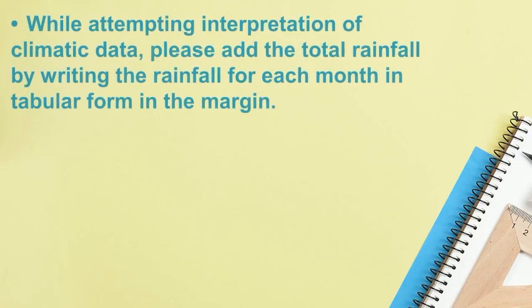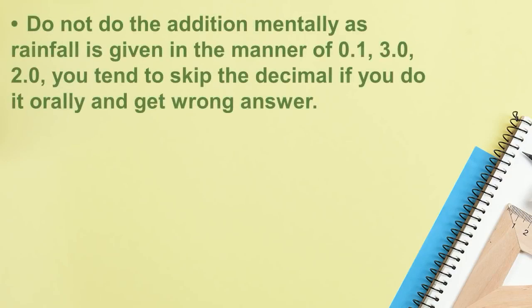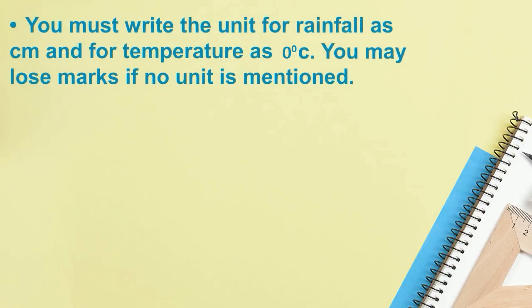While attempting interpretation of climatic data, please add all the total rainfall by writing the rainfall for each month in the margin in tabular form and count while writing if you have written for all months, 12 months or not. Do not do mental addition as rainfall is given in the manner of 0.1 or 3.0 and you tend to skip the decimal and get wrong answer. You must write the unit for rainfall as centimeter and 0 degree centigrade for temperature.